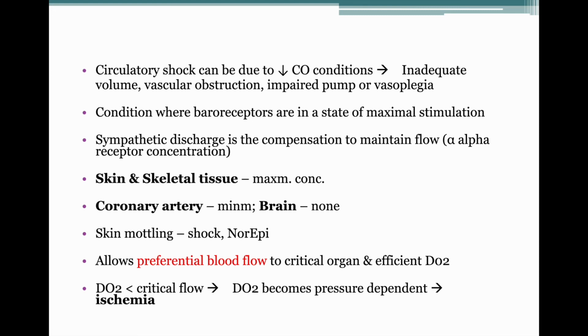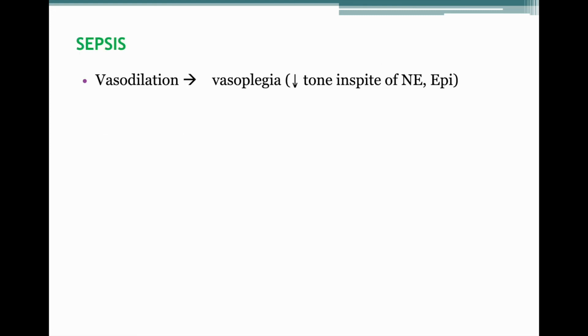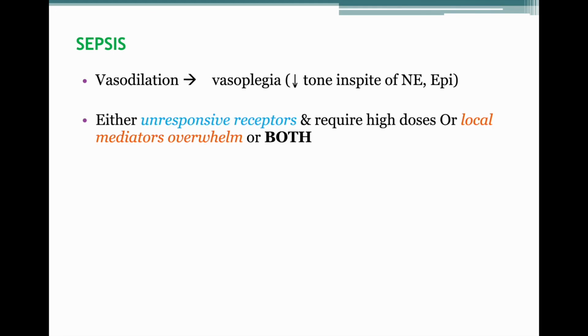So our body allows preferential blood flow to critical organs and efficient delivery of oxygen. If delivery of oxygen falls below the critical flow, it becomes pressure dependent, and that causes ischemia. Now let us see what happens in sepsis. In sepsis, as we know, there is peripheral vasodilation and organ vasodilation. That is a constant state of vasoplegia, irrespective of your autoregulatory norepinephrine and epinephrine. That can be because of unresponsive receptors, or they require very high doses which we provide from outside, like norepinephrine, vasopressin and so on, or local mediators overwhelm.